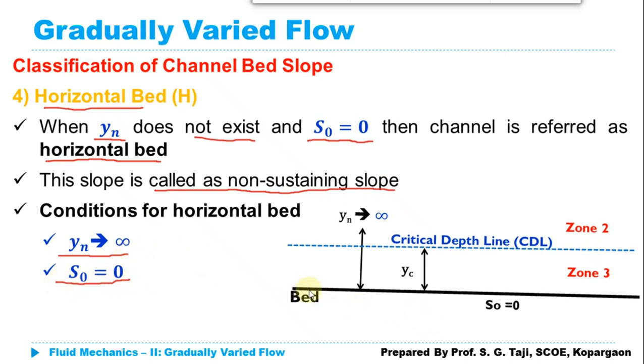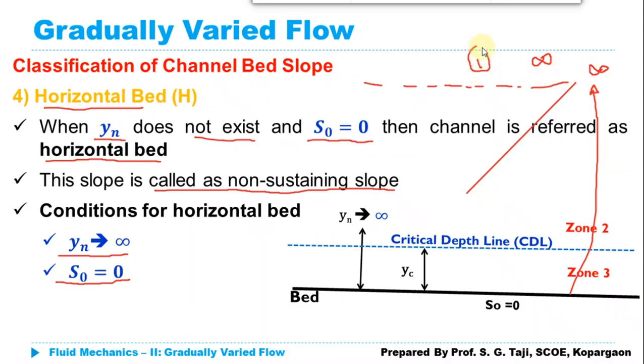Now in that case our bed will be perfectly horizontal, and yn tends to infinity, which means that yn exists somewhere else, we don't know, it may exist at infinity, and our critical depth line will exist somewhere else here. If we mark our topmost line which is at infinity, beyond that line we get zone 1. So we cannot draw zone 1 in case of horizontal bed, because our normal depth line exists at infinity.